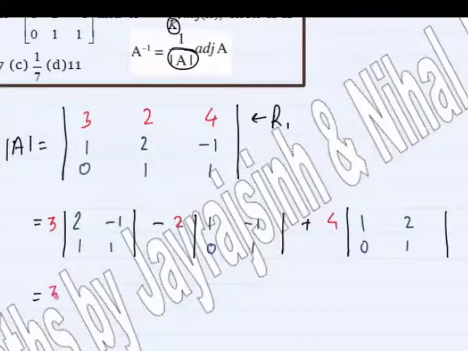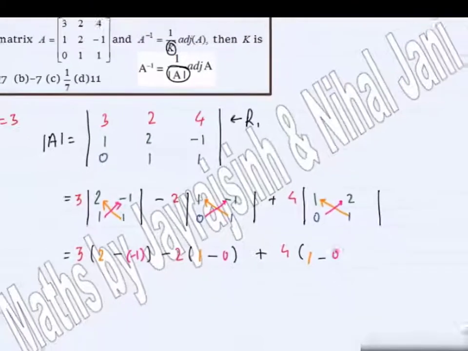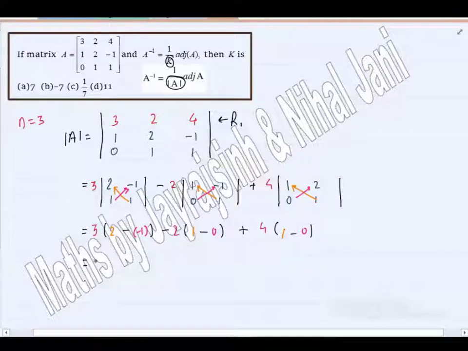Okay, so we are ready to simplify. Here 1 2s are 2, minus 1 minus 1s are minus 1. Then minus 2 will be as it is. 1 1s are 1, minus 0 minus 0s are 0, minus 1s are 0, plus 4 will be as it is, and 1 minus 0. Simplifying this, we will get determinant of A is equal to 11, or we can say K is equal to 11. Ta-da! Option D is your final answer.